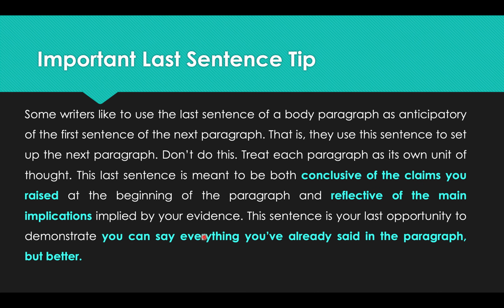Here is an example of that. So some writers like to use the last sentence of a body paragraph as anticipatory of the first sentence, as I said before. So what you want is for this one to be conclusive of the claims that you've raised and reflective of the main implications that you have made. Again, you want this sentence to conclude the claims that you have raised at the beginning, tie all the loose ends, and you want to be reflective of the main implications of the evidence that you provided. Right? So this is your last opportunity to say everything that you've already said in the paragraph, but better.